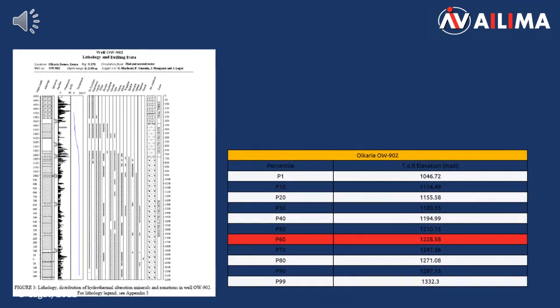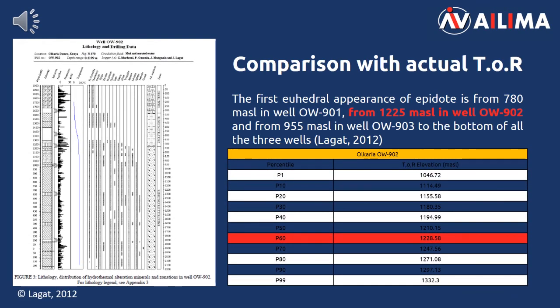Comparison with actual top of reservoir. The first appearance of epidote is from 780 MASL in well OW901, from 1225 MASL in well OW902, and from 955 MASL in well OW903 to the bottom of all three wells. Epidotes show a systematic textural development with increasing depth. In GeoTOR, the top of reservoir is predicted under the P60, which we attached in the table also obtained from the GeoTOR.